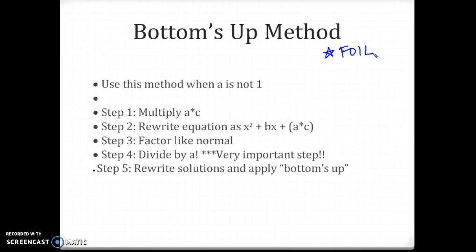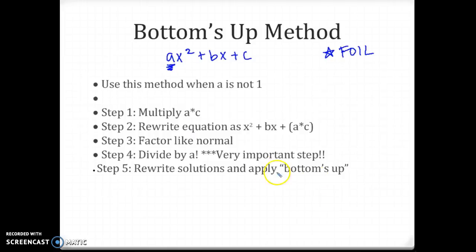The second one we'll look at in a minute is reverse box. Both of them will get you to the correct answer as long as you do them correctly. So as long as you're good at one of them, that's all you need. If you like FOIL, you might like this option better. We call it bottoms up. This is what happens when a is not 1. In standard form, we have ax squared plus bx plus c. So anytime this a is anything except for 1, we can use bottoms up.